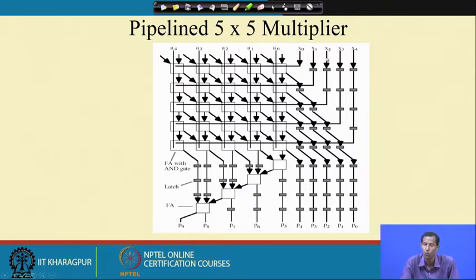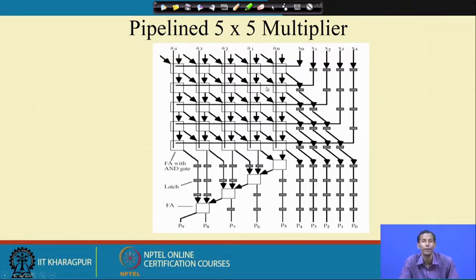Then x2, as the partial products will be generated at the third level, has to pass through 2 delays over here. So x2 has been applied after 2 delays. In the same manner x3 has to be applied after 3 delays, and x4 after 4 delays. So for each of these stages I have put the delay elements. So, this is for the input side.